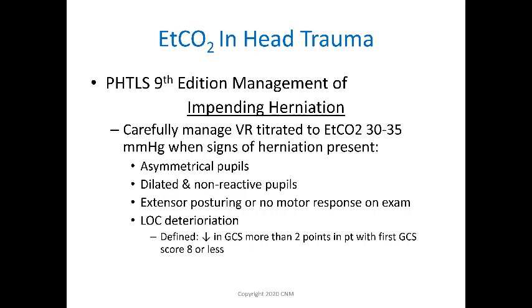The ninth edition of PHTLS does still continue to recommend that in patients that have impending herniation signs, we may be able to mitigate some of the additional swelling by very carefully managing their ventilatory rate so that their end-tidal CO2 comes down to 30 to 35 millimeters of mercury.